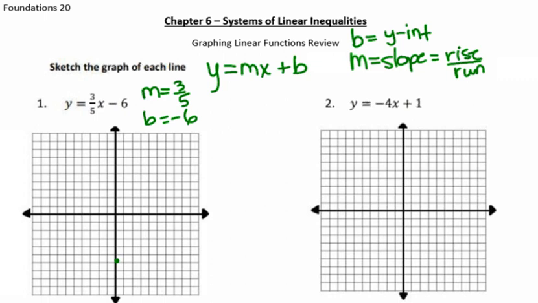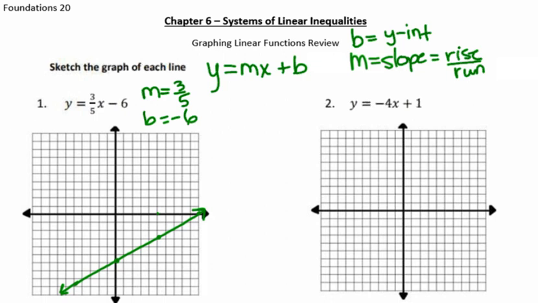And from that point, I want to go up 3 over 5. 1, 2, 3, 1, 2, 3, 4, 5. And then we can go backwards a little bit. 1, 2, 3, 4, 5, 1, 2, 3, and add that extra point in there. And then it's just a matter of using a straight edge, connecting your line, adding arrows because we know our line segment is continuous. It goes on forever.